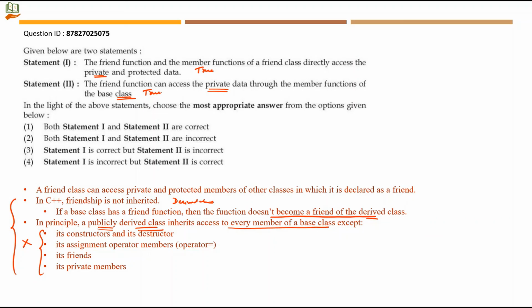From this we can conclude option 1. Both statement 1 and statement 2 are correct as the right answer. With this we are completing unit 3 questions.